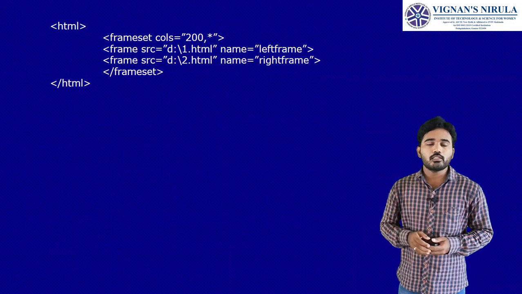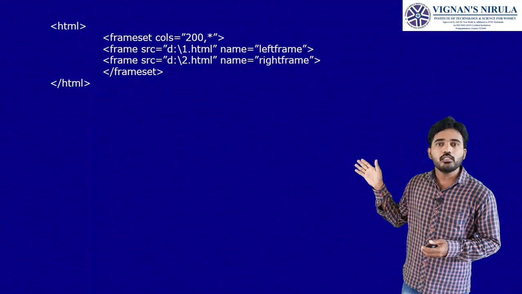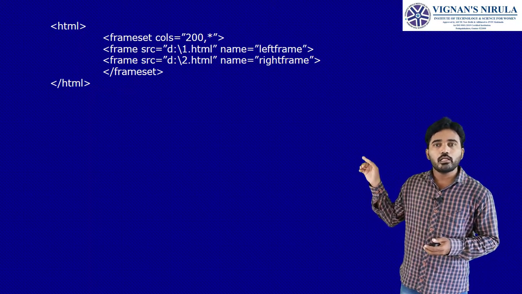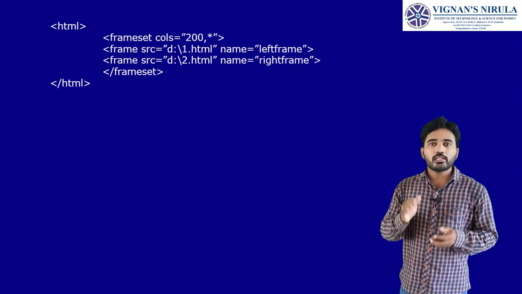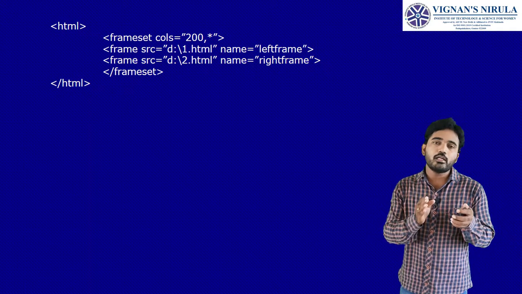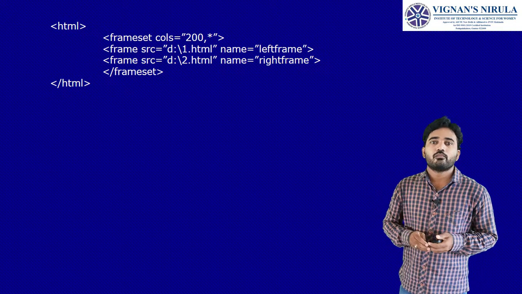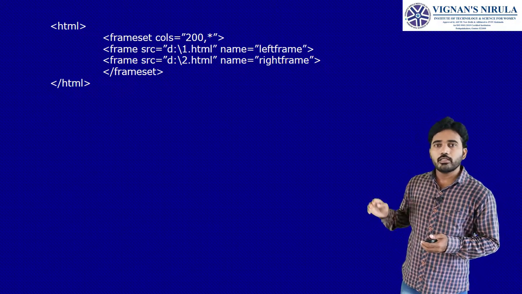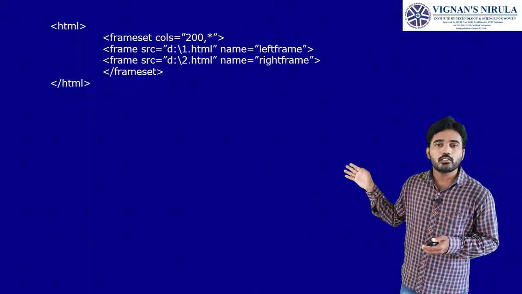See here, first we have used a frameset element with an attribute like columns. Here we have used 200 comma star. It means we have written in pixels: the first frame occupies 200 pixels and the remaining total space will be given to the second frame. Understood? That is why we have used star. Then we have created two frame tags. The first frame has src equal to 1.html and its name is left frame.